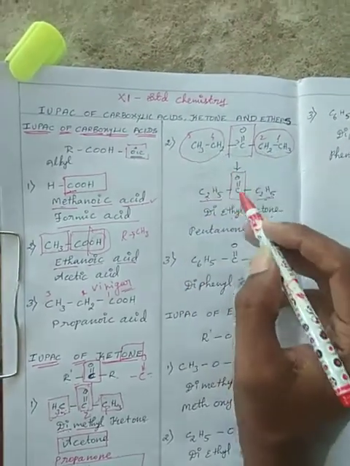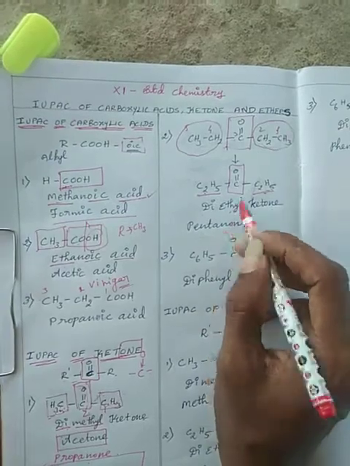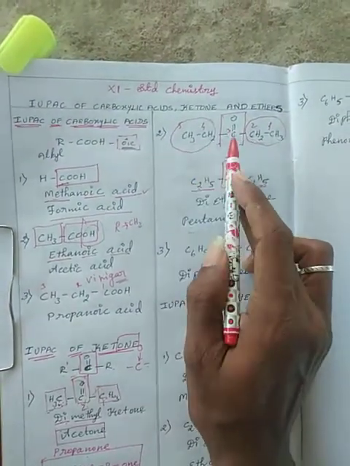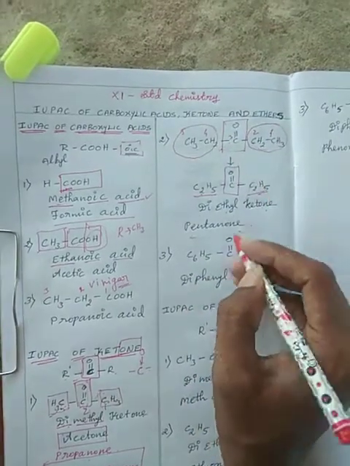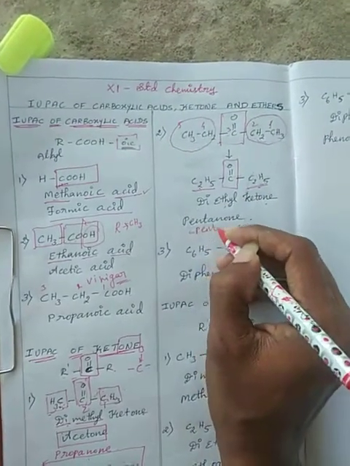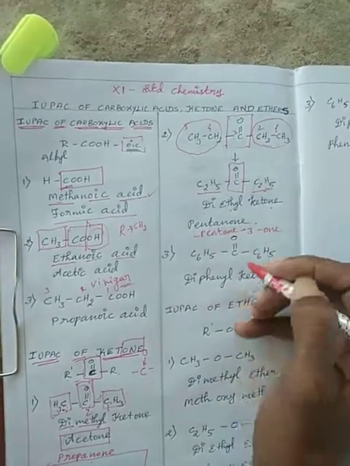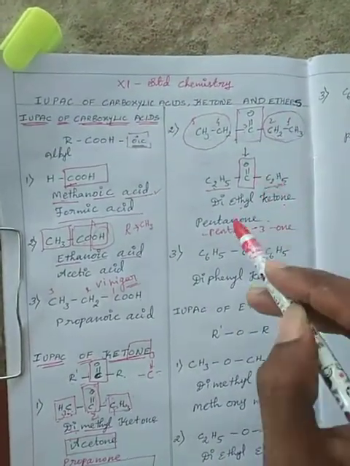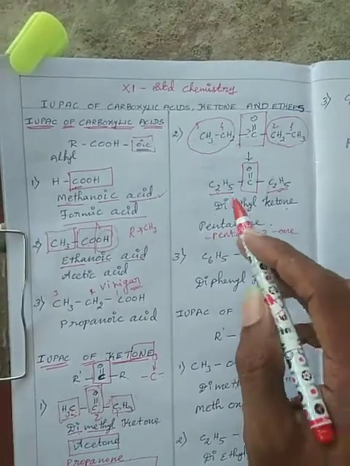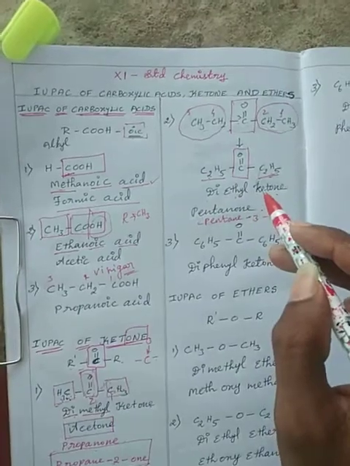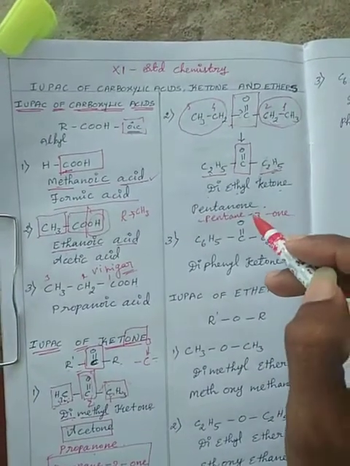Total 5 carbon, the pentane and 1 pentanone. So pentane 3 1 is an IUPAC name. So the student also makes a mistake, writing diethyl ketone wrongly in the exam for the IUPAC name system.